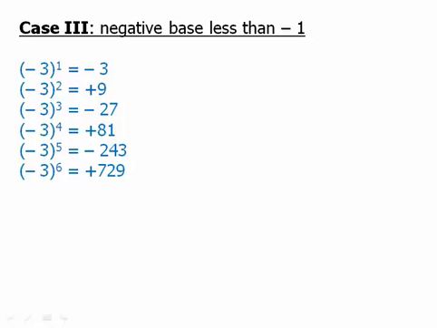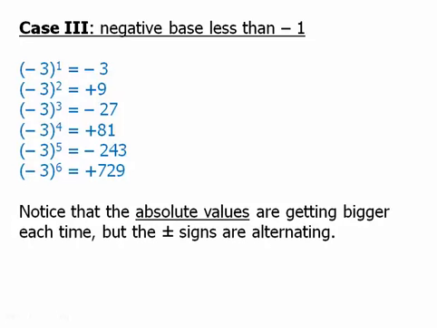So again, notice we have this alternating pattern. We saw this alternating pattern in the previous video. The absolute values of these powers are getting bigger each time, but the positive and negative signs are alternating. So this combines the idea of case 1 with continuously getting bigger. What's continuously getting bigger are the absolute values of the numbers, but the actual number itself is flip-flopping between positive and negative. So we get a big positive, then a bigger negative, then a bigger positive, then a bigger negative. It's going back and forth like that.